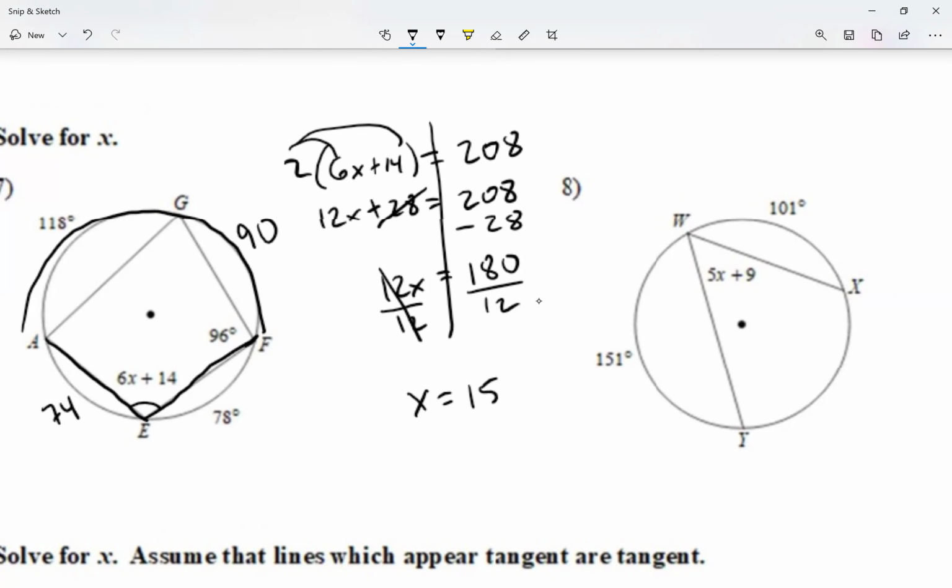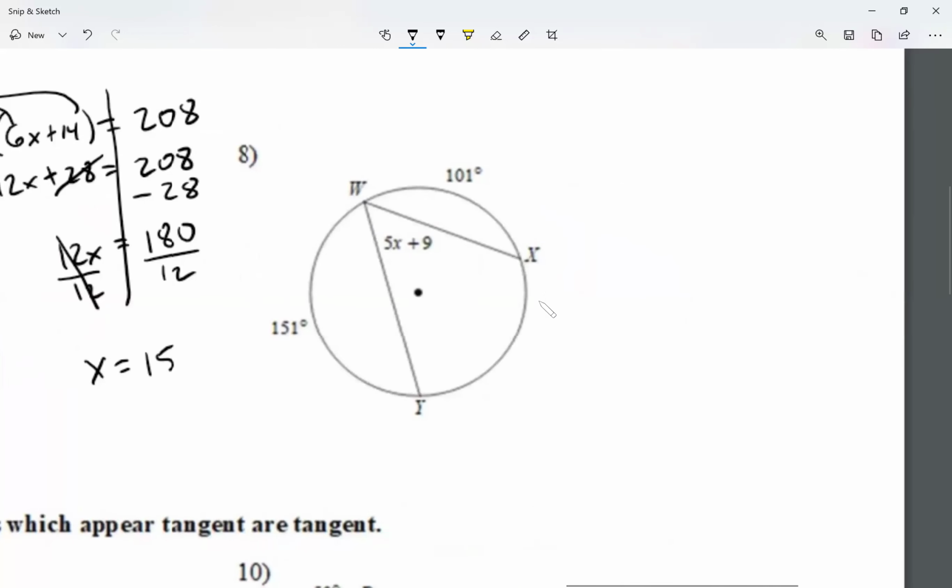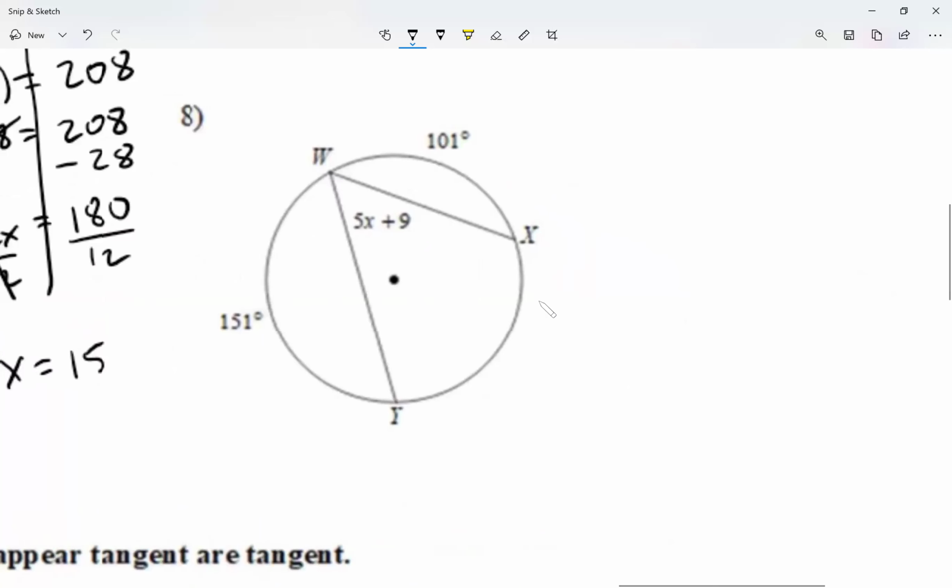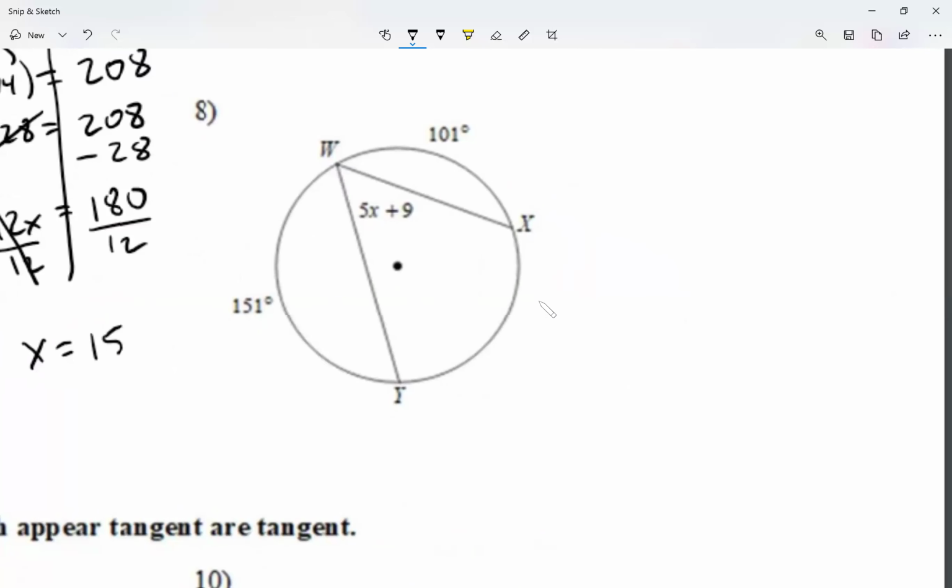All right, let's take a look at number 8. I see this angle is 5x plus 9. So I'm going to say this arc is 10x plus 18. I just multiplied everything in the angle times 2. So that arc is 10x plus 18.